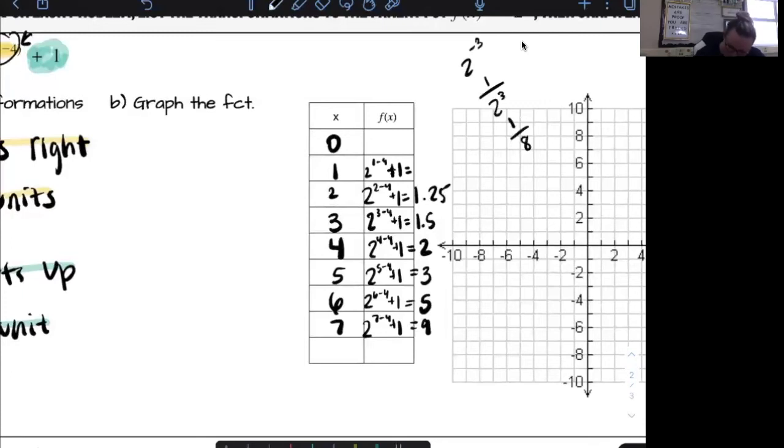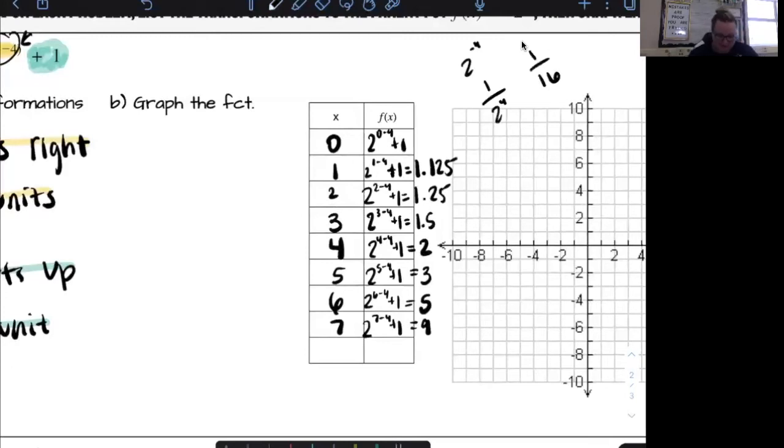0.125, right? Oh my gosh, okay. 0.125 plus 1 is 1.125. I can do math, I promise. All right, and then if I plug in 0, I'm going to get 2 to the 0 minus 4 plus 1, which is 2 to the -4th. And then that's going to be what? 1 over 2 to the 4th, which is 1/16.